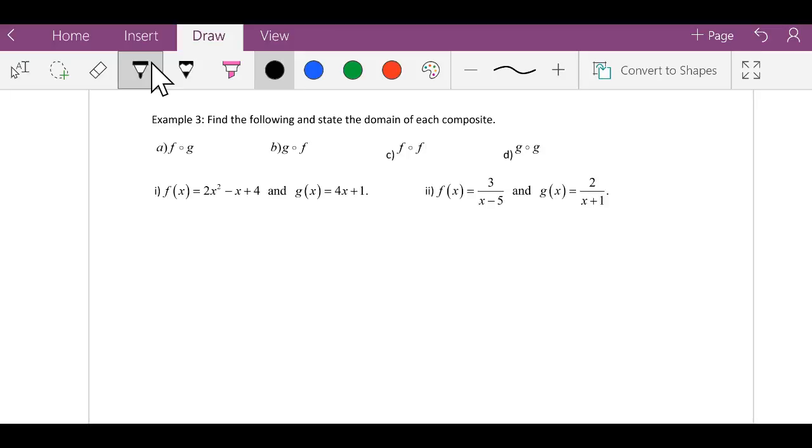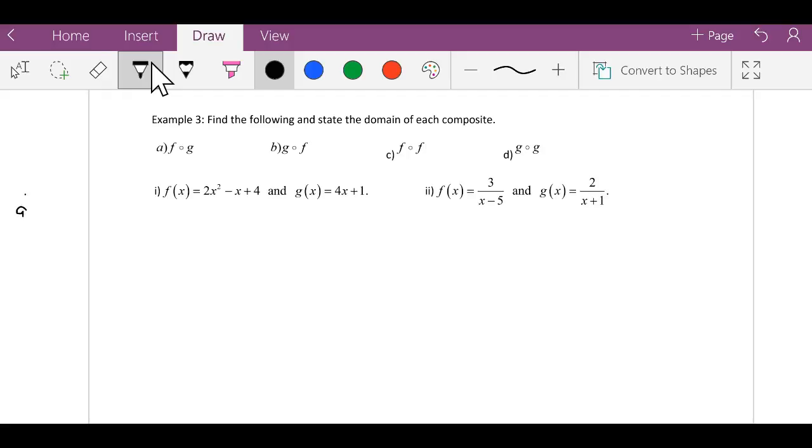let's continue with example 3. Yahoo, you're done with your first homework. Example 3: find the following and state the domain of each composite. Okay, so this one's a bit more difficult. So make sure you pay attention and rewind and rewatch if something didn't really click.